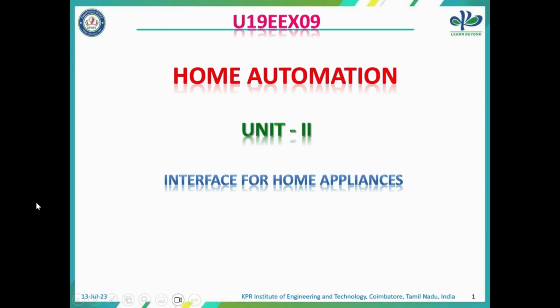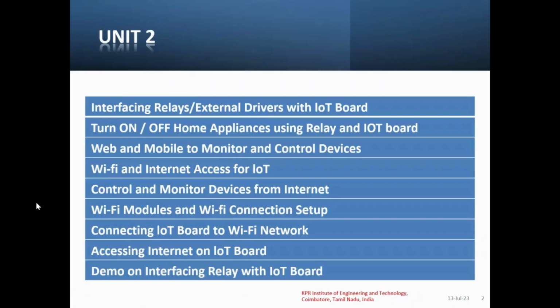The course which we are going to see today is about home automation. It is an open elective course in our institution. We are going to study Unit 2 in this lecture. Unit 2 stands for the interfaces for home appliances. That is what we are going to see today.